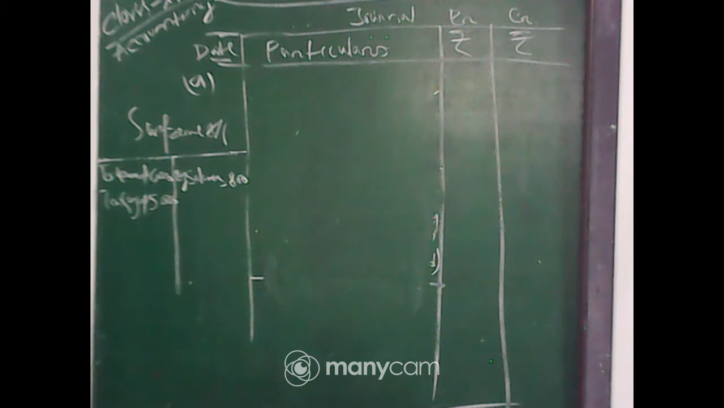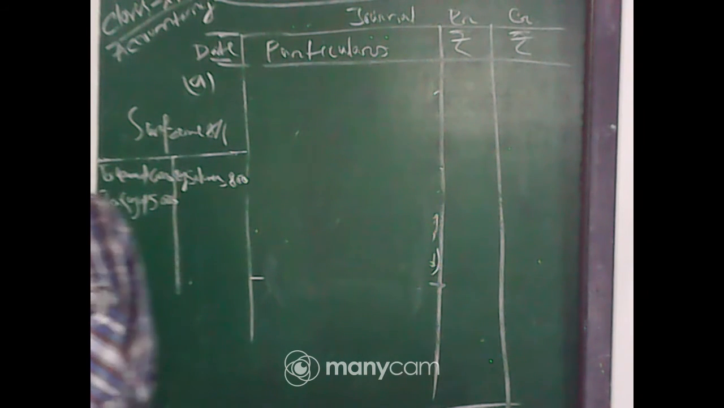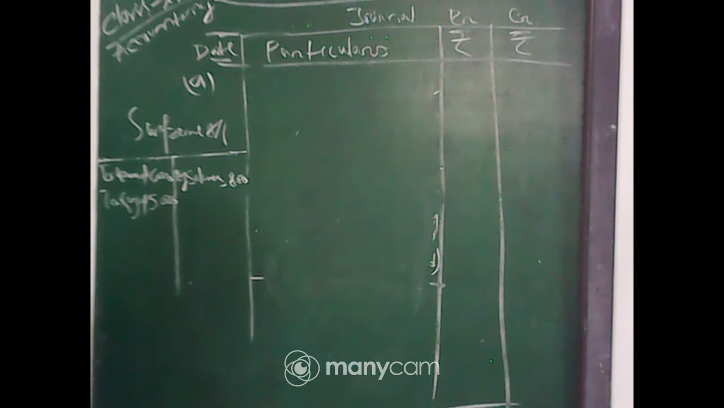So what would be the right entry? Drawings account debit to purchase. But what have they actually done? They credited the sales account instead of purchase.